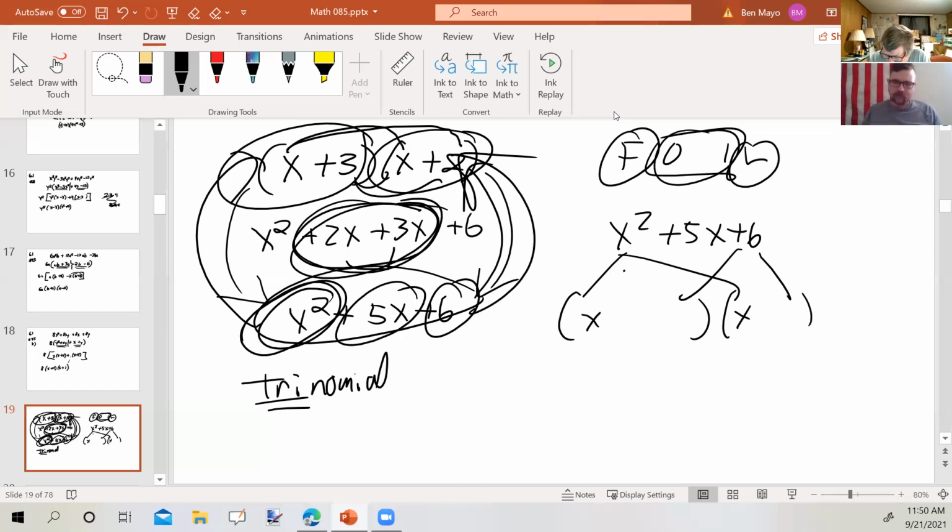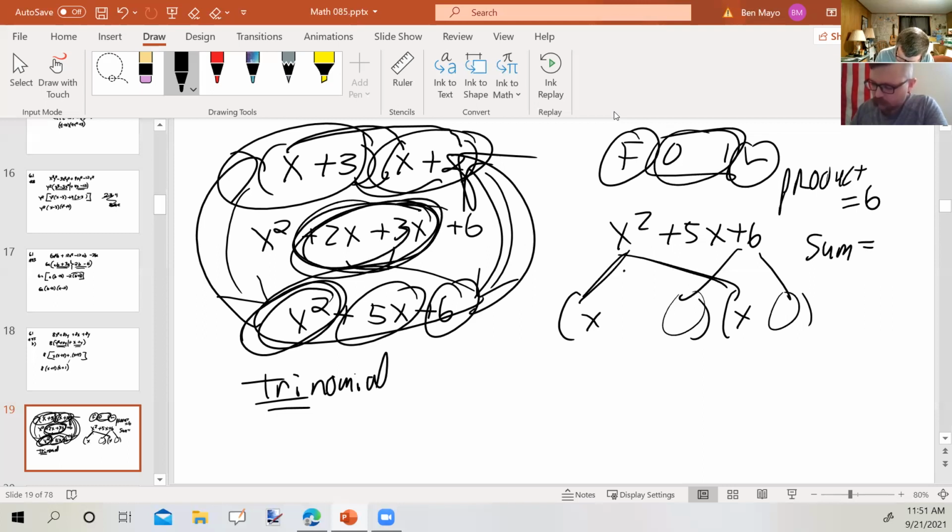Well, here's what we can conclude from this. We know that this goes here. Then we know that these 2 numbers right there have to have a product that equals 6. But it could be a 6 and a 1 or a 3 and a 2. But they also have to have a sum that equals 5. So we're looking for two numbers whose product is 6 and whose sum is 5.